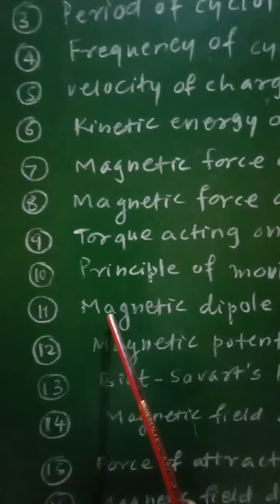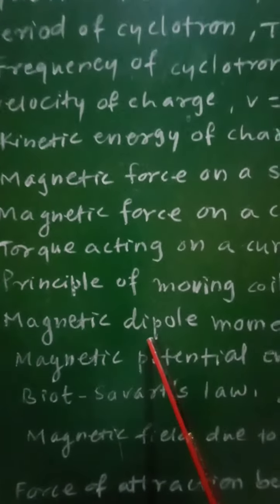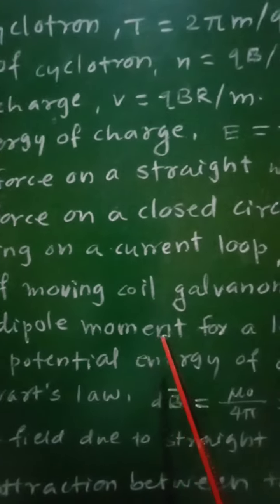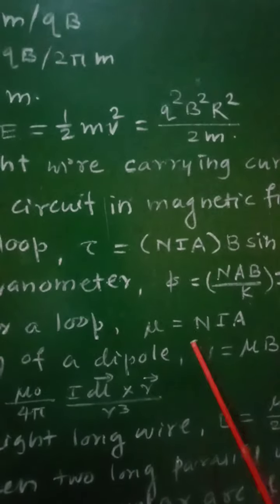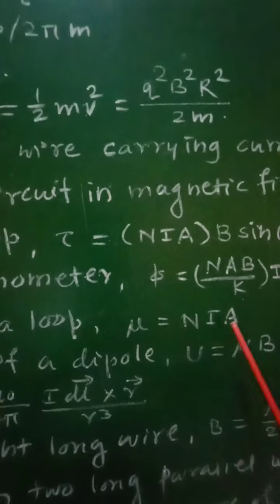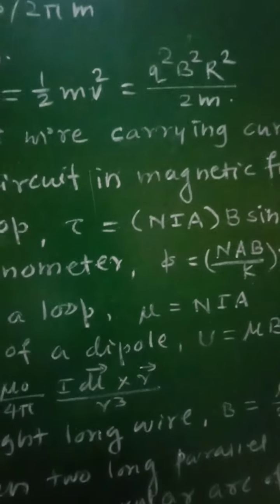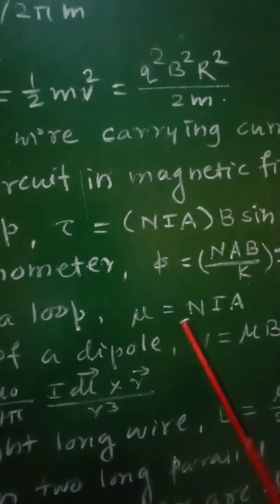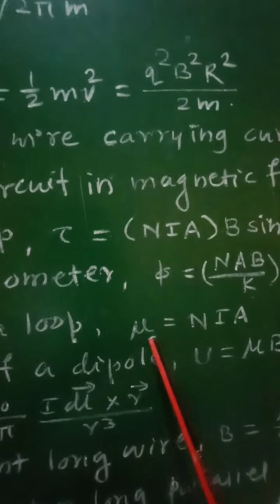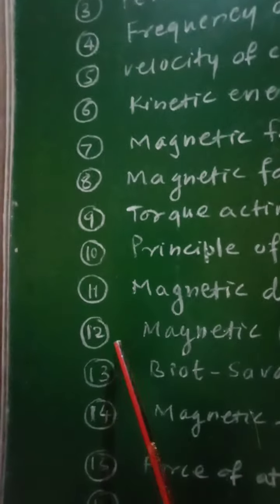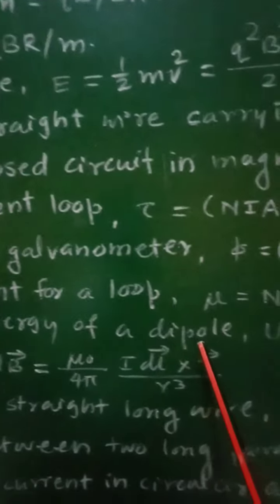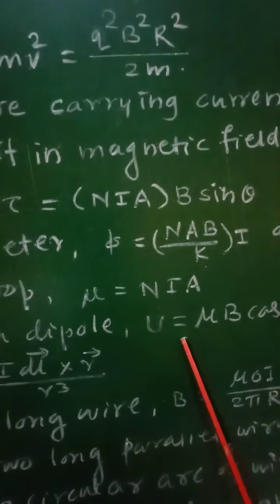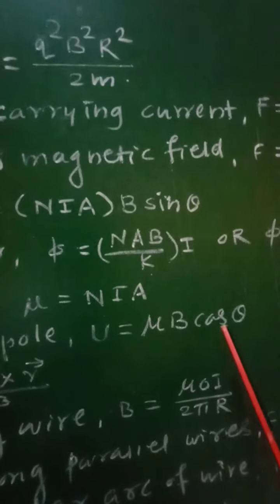Next formula, that is 11th formula, is the magnetic dipole moment for a loop. If any loop is carrying current, then the magnetic dipole moment for that loop is mu equal to N I A. Next formula, 12th, gives the magnetic potential energy of a dipole, and it is given as U is equal to minus mu B cos theta.